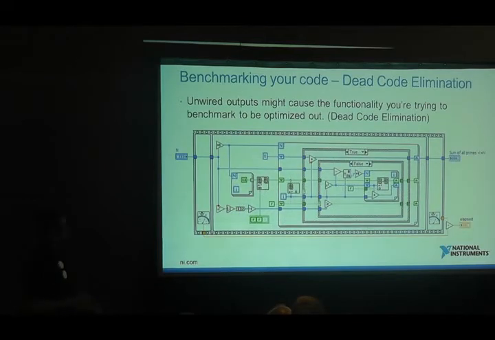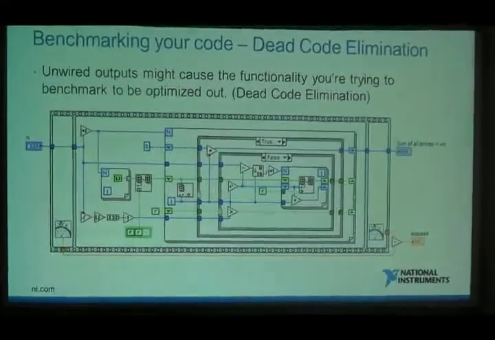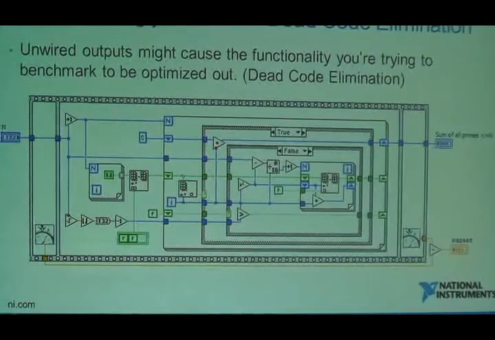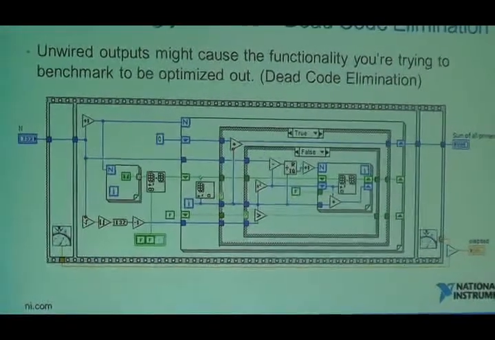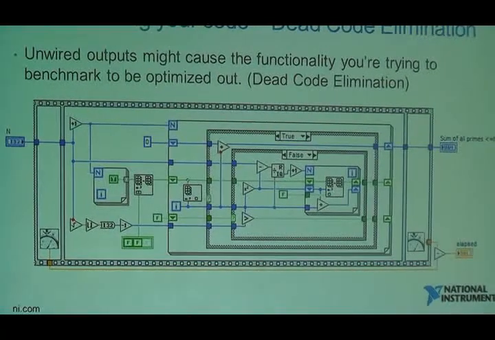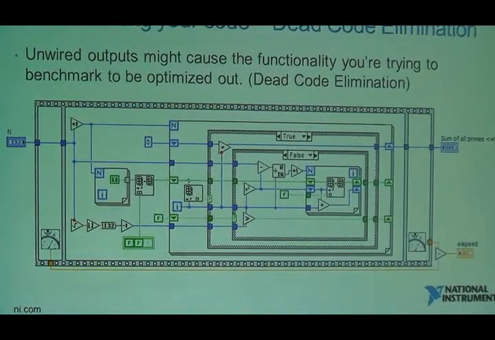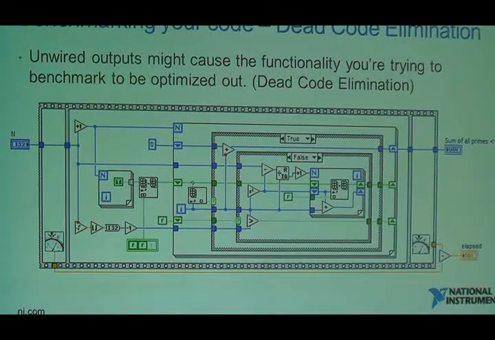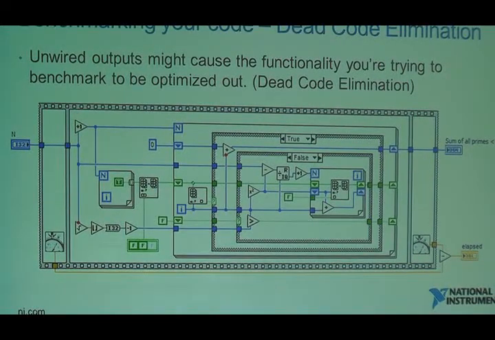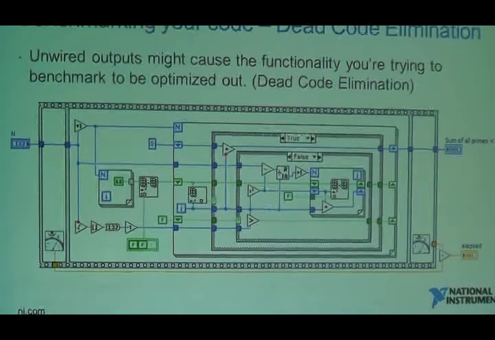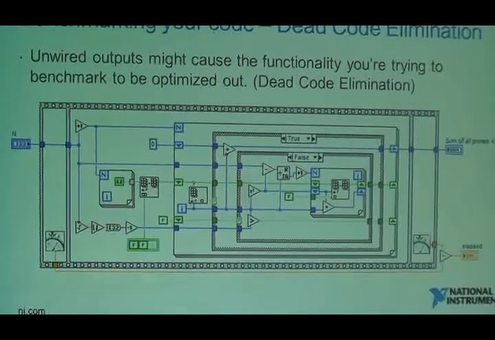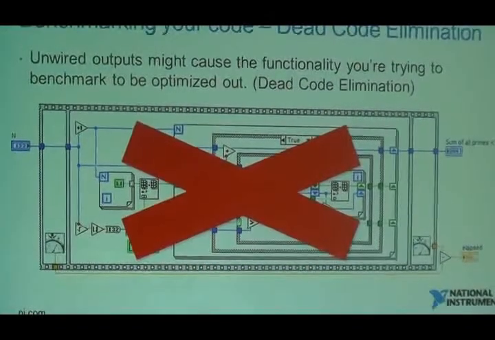Another compiler optimization that can happen is called dead code elimination. This is the compiler trying to get rid of code that's not used. I've got an example showing this, but basically the algorithm in here is fairly complex. This is trying to find prime numbers. If the output is not wired, the compiler will look at this and say, well, I don't need to compile that, let's just eliminate it. And so the whole thing can just literally go away.